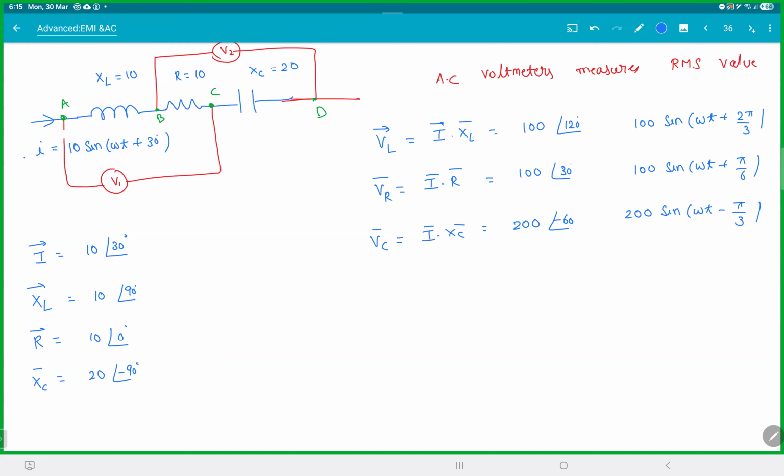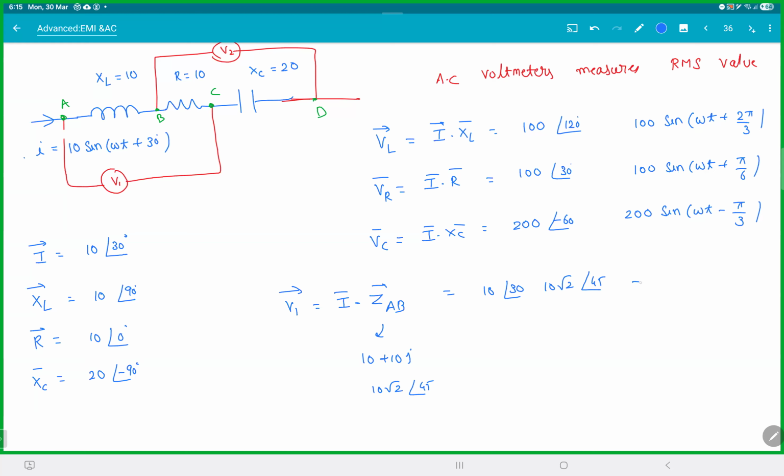So the voltmeter V1's phasor will be the current I bar times the impedance ZAB. It's all just like resistance. Think about this. If you want the voltage across these two, shouldn't I take the resistance of those two together? If you want the voltage across A and B, then I should take the impedance between A and B, right? What is the impedance between A and B? That would be 10 plus 10j. So the phasor form is 10 root 2 angle 45. So current is 10 angle 30, times 10 root 2 angle 45.